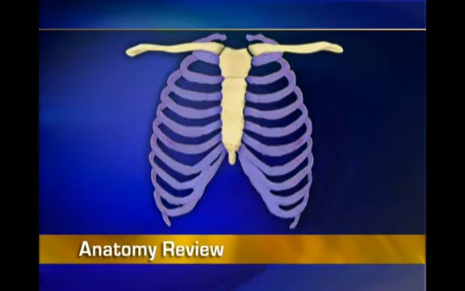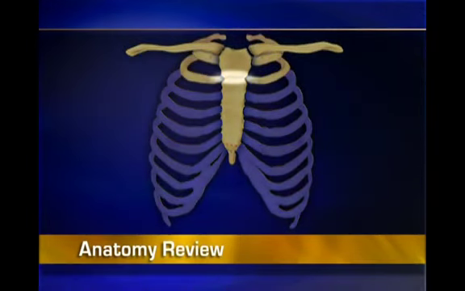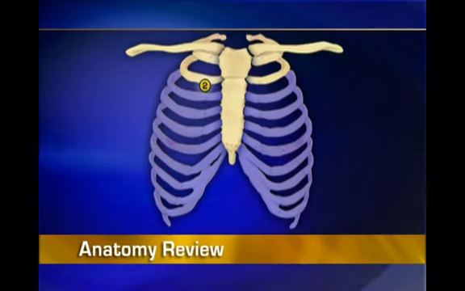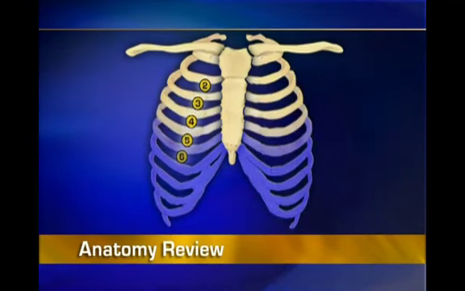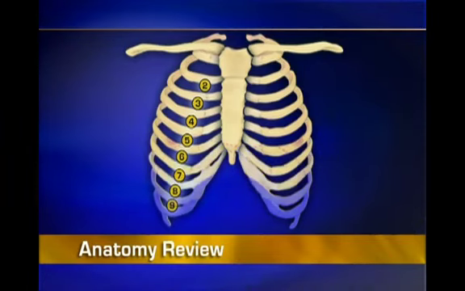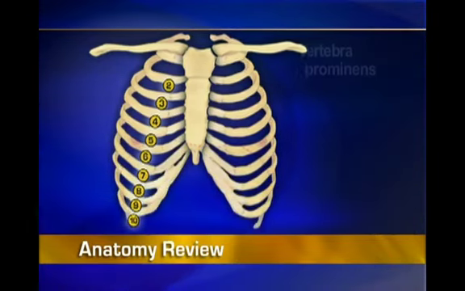Also count down the ribs, beginning at the sternal angle. Palpate the second rib and slide down to the second intercostal space. Number each intercostal space by the rib above it. Count down the middle of the hemithorax to the 10th rib.